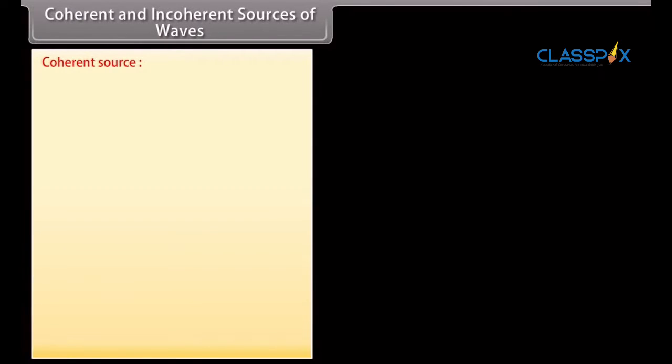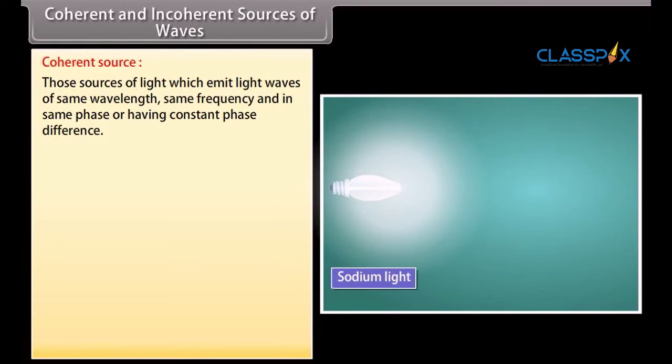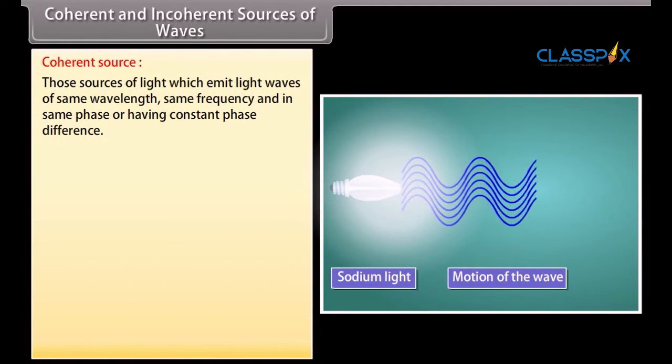Coherent and incoherent sources of waves. Coherent sources of light are those sources of light which emit light waves of the same wavelength, same frequency, and in the same phase or having a constant phase difference.